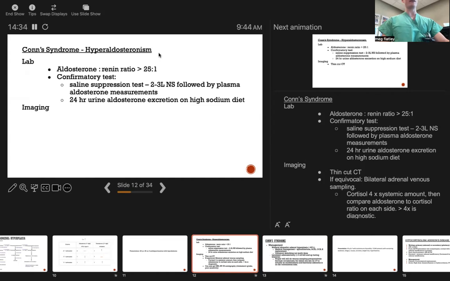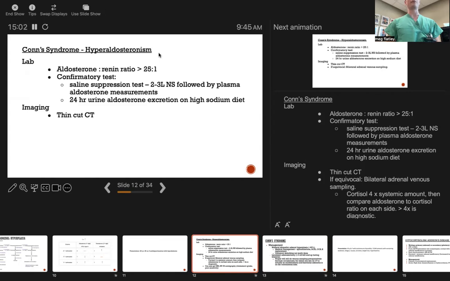Now, imaging to evaluate for Conn syndrome. We already talked about it before. You use specifically an adrenal protocol, think on CT. Now, what if your CT imaging is equivocal and you're not sure if you see a nodule? Great. Now, how do you know? Does anyone know how to do that?